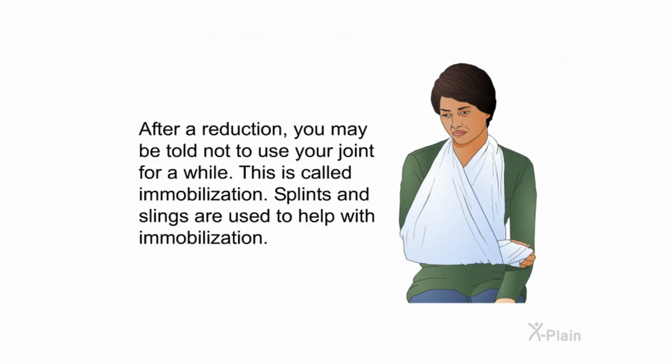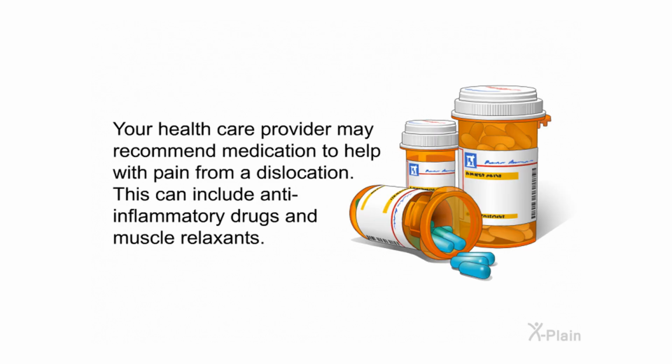After a reduction, you may be told not to use your joint for a while. This is called immobilization. Splints and slings are used to help with immobilization. Your healthcare provider may recommend medication to help with pain from a dislocation. This can include anti-inflammatory drugs and muscle relaxants.